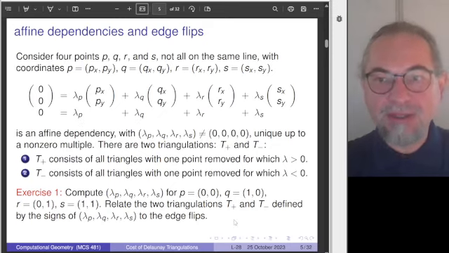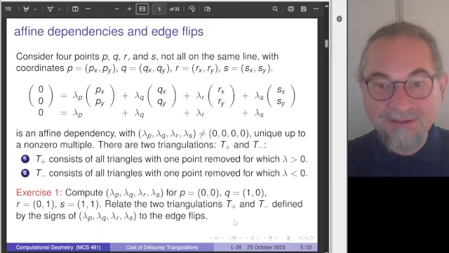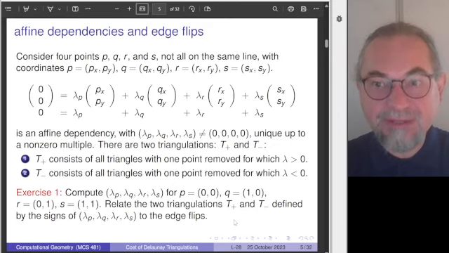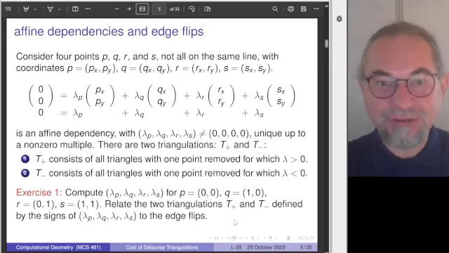Make a drawing and verify that indeed you have these two triangulations of the unit square. And that is one way to compute algebraically the edge flips: by computing an affine dependency among the points and looking at the signs of the coefficients. These affine dependencies are called circuits.